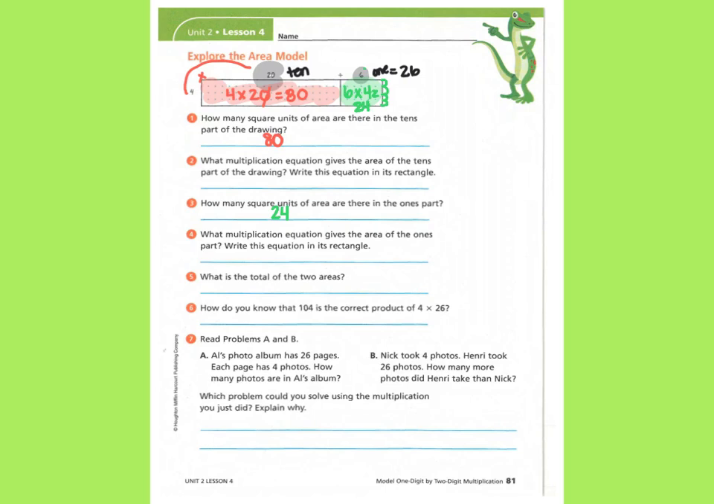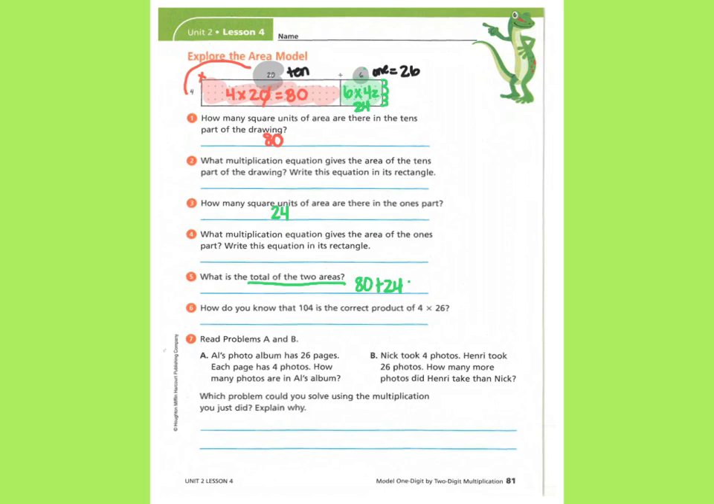Now I want to figure out the total of 26 times 4. I've done the hard work already. I've found the area of the tens and the ones spot. But now I need to find the total area. So I'm going to add up 80 plus 24. I'm going to do this in the margin here, and I want you to pause this video and find the answer to 80 plus 24.